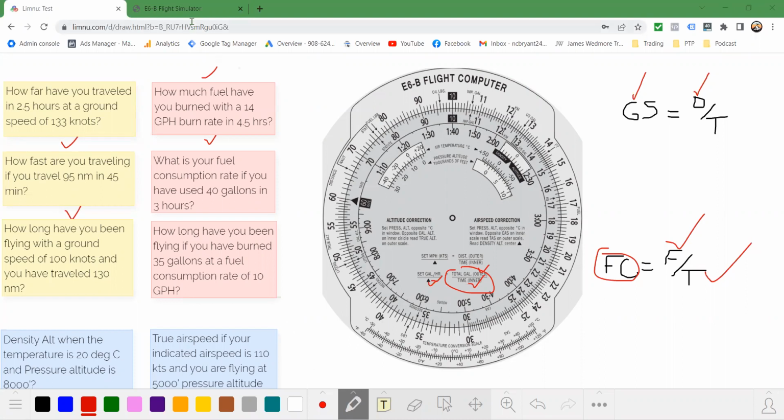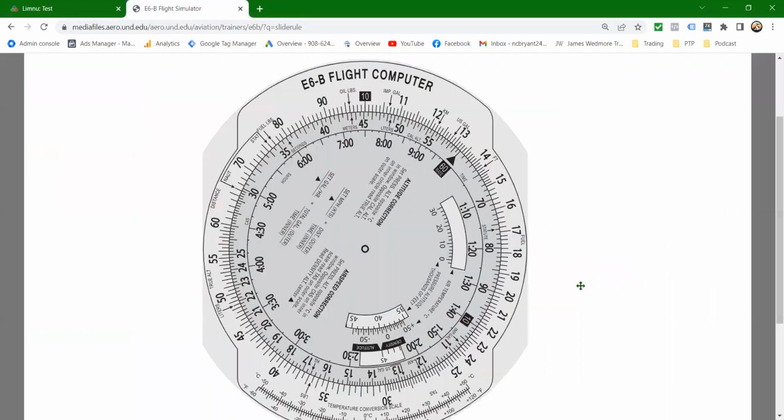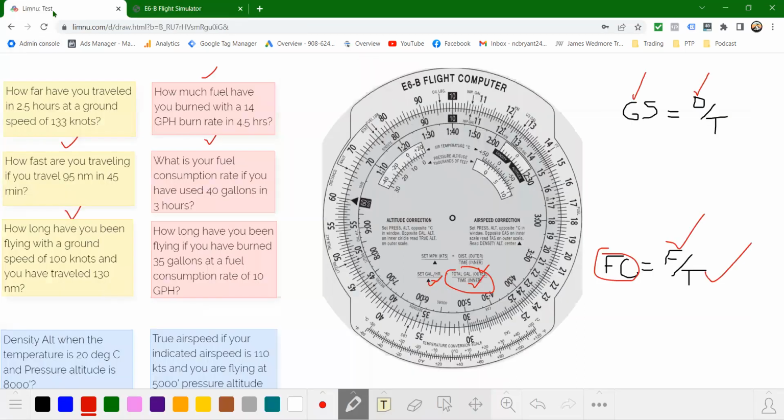You guys were using common sense, and you know that your aircraft probably burns anywhere from 9 gallons per hour to like 16 gallons per hour, something like that. That's sort of the range of your aircraft. It's not going to be burning 103 gallons per hour. That's crazy. You would go broke in a second training in that aircraft. All right, so 13.3, good job.